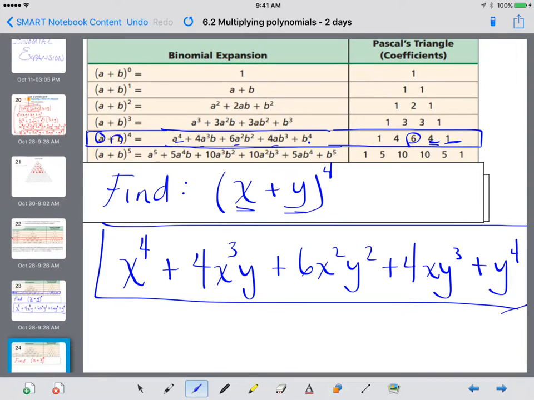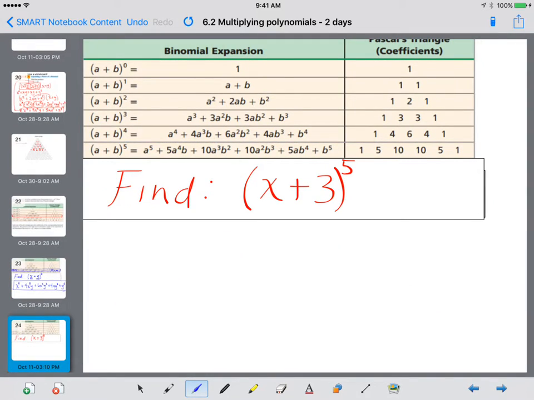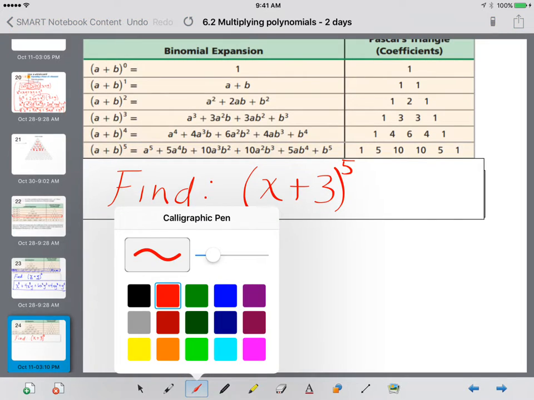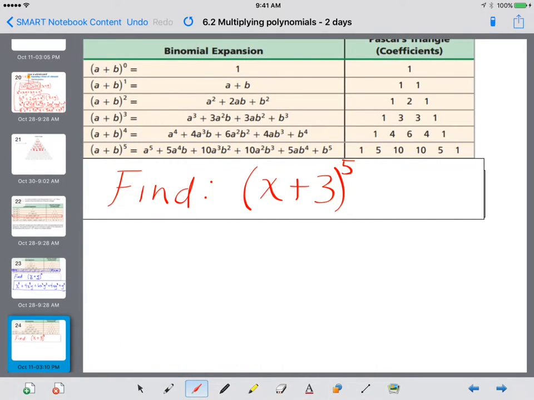What if we have a number in there? Well, that just requires a little bit more multiplying. It requires one extra step. But we're still going to use the table. And I chose x plus 3 to the fifth power because the fifth power is the highest. It's the most complicated one. So I'm going to walk you through how we interpret this bottom table here.